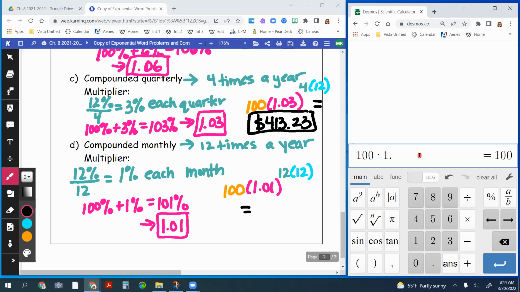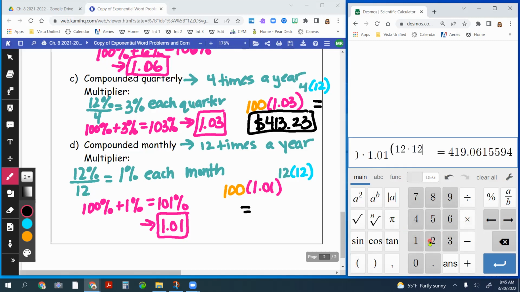So 100 times 1.01 raised to the power 12 times 12. Now, just a quick note, if you're going to do this on Desmos and raise it to the 12 times 12, you have to be careful. You can, but when you do 12 and you do times, it's going to drop down. So if you wanted that whole thing in an exponent, you go parenthesis and then do 12 times 12.